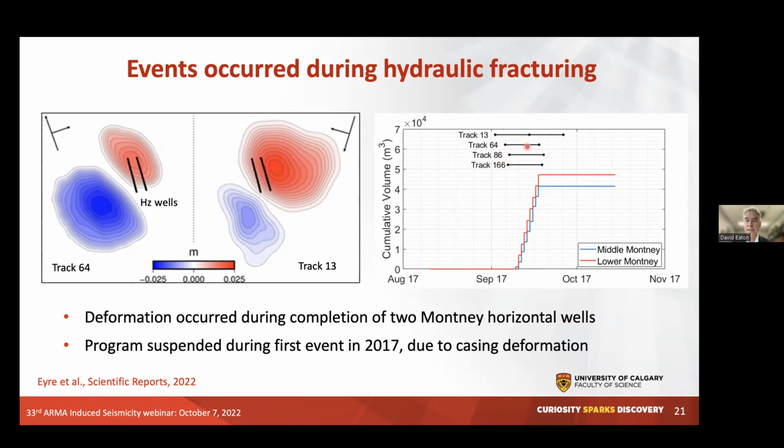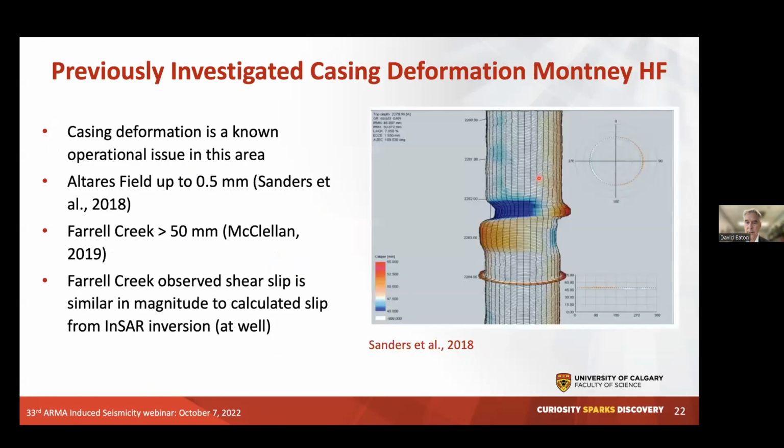And then on track 13, we know the deformation was in progress at the time of the middle dot because we can see it on both of these two passes. So we have some information about when the deformation occurred, and it coincides with the time of casing deformation that took place during the hydraulic fracturing. We don't have public information to really constrain the casing deformation here, but we do know based on publications that it's a known operational issue in this area.